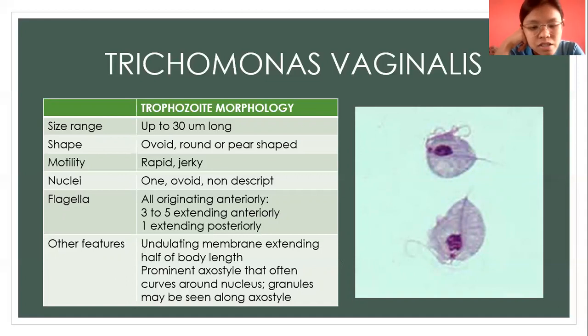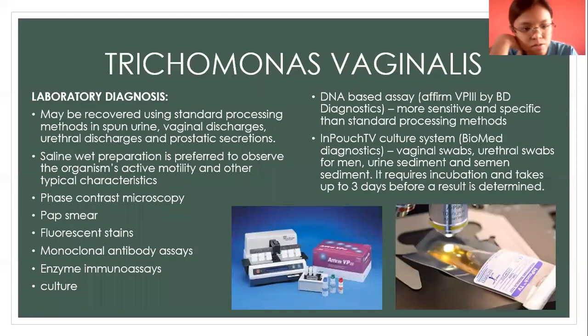So other features, the undulating membrane, extending half of the body length, prominent axostyle that often curves around the nucleus, and granules may be seen along axostyle. Yan. So, ang ating Trichomonas vaginalis may be recovered using standard processing methods in spun urine, vaginal discharges, and urethral discharge, and possibly then using prostatic secretion.